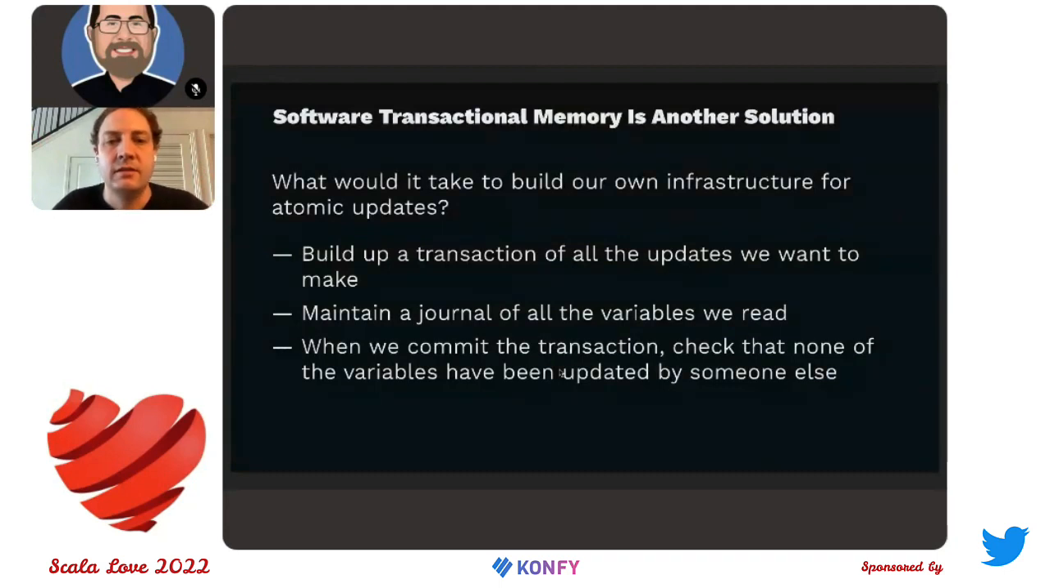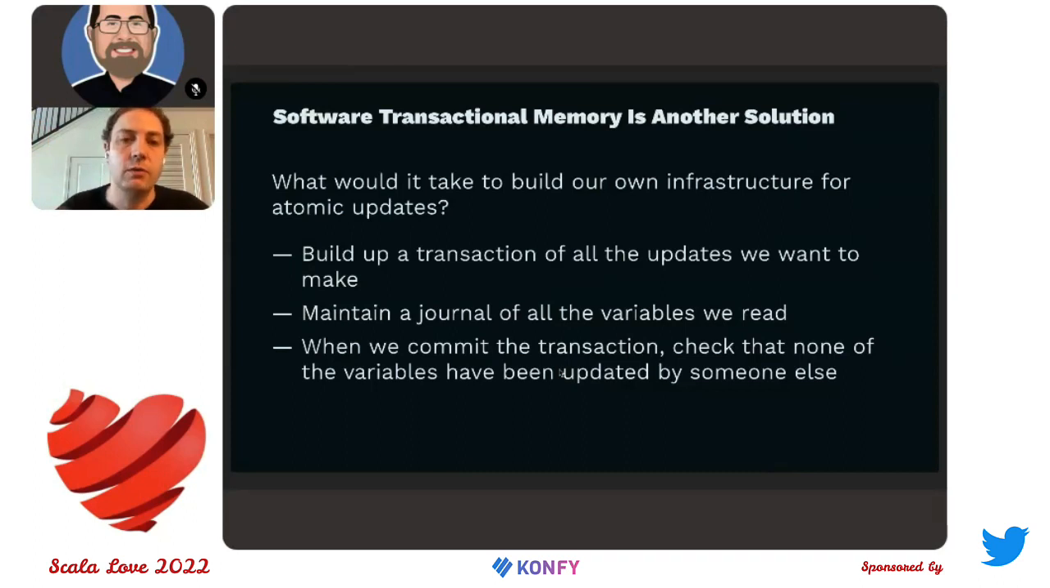The second thing that we're going to need is what's called a journal, that's going to keep track of all of the variables we've read from. So maybe in the process of saying we want to update A and B, we've read from C, D, and E. And so the journal is going to keep track of all the variables that we've read from along the way, as well as what their values were when we read from them.